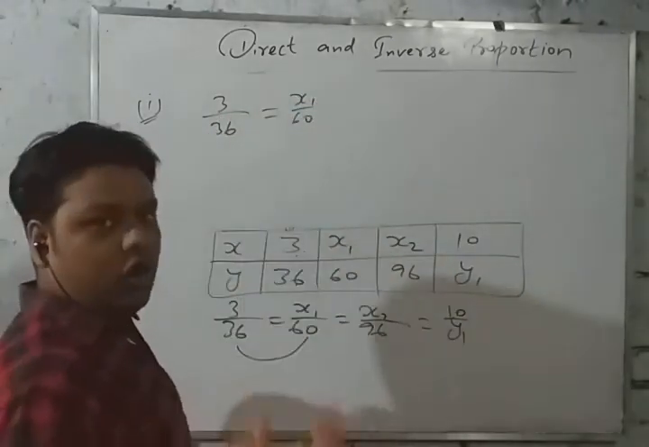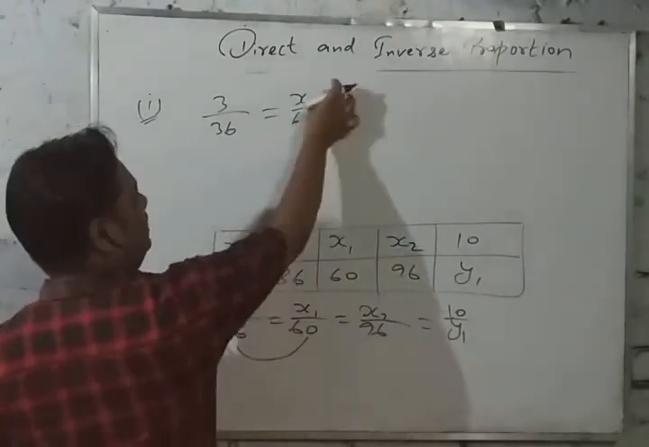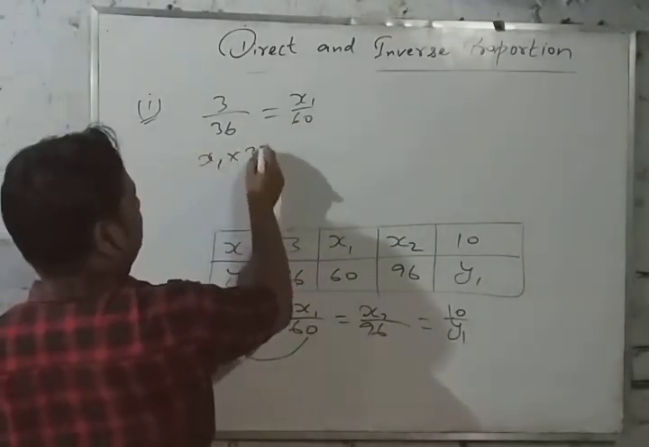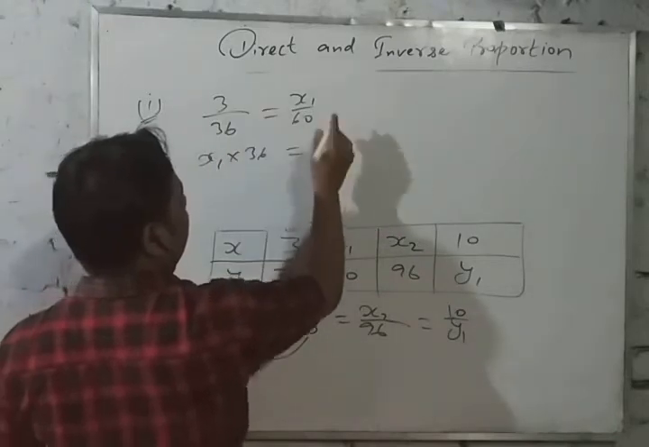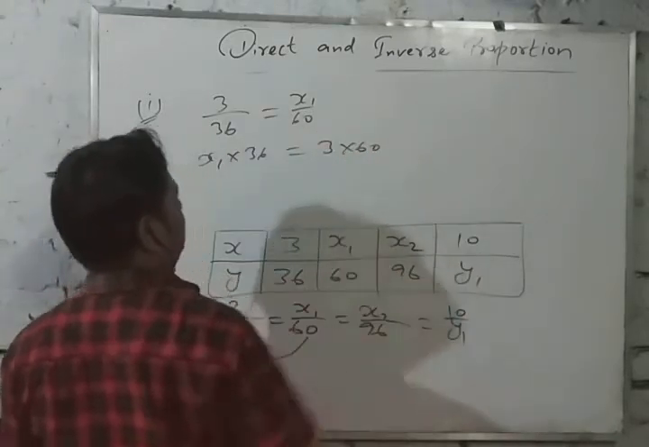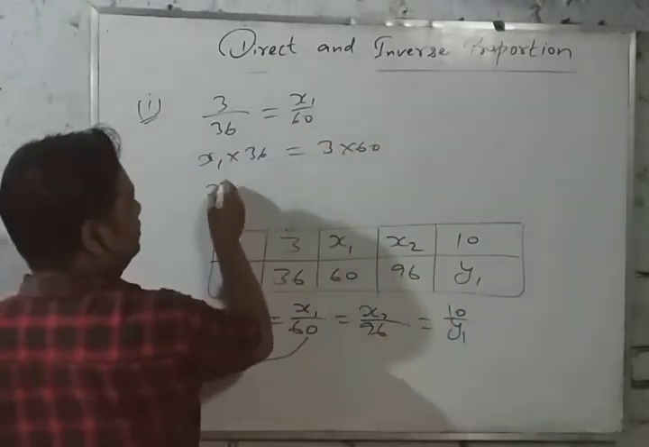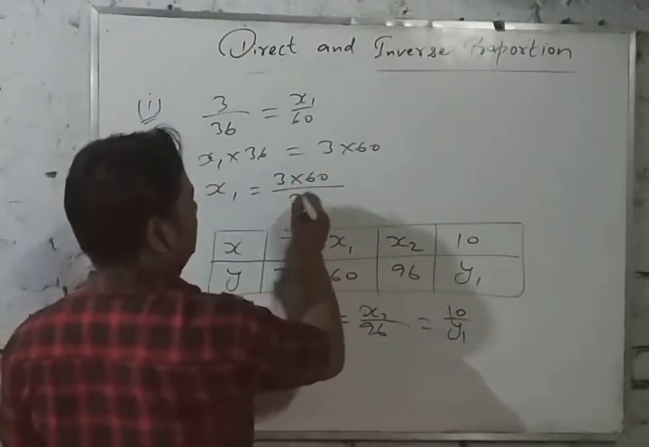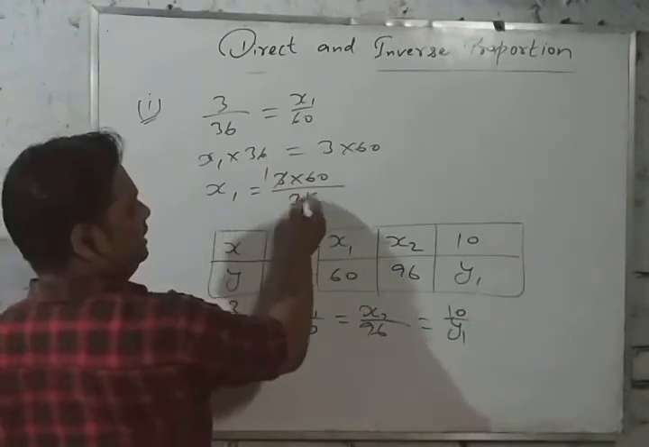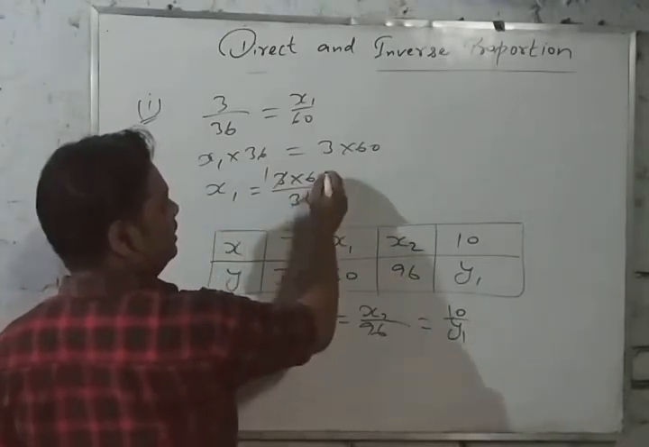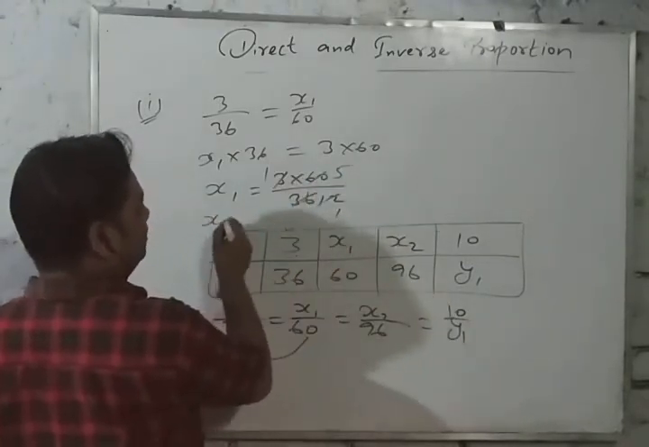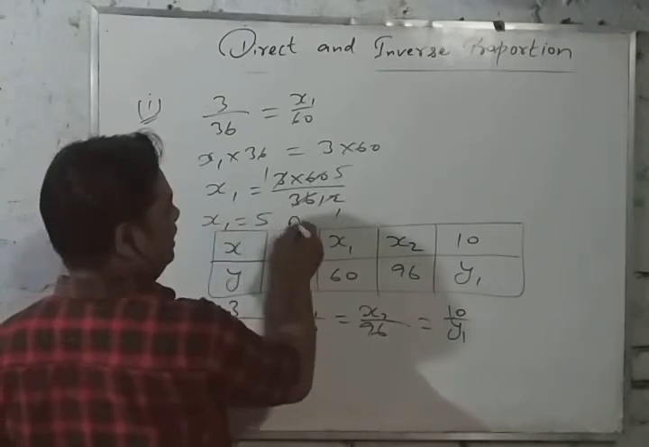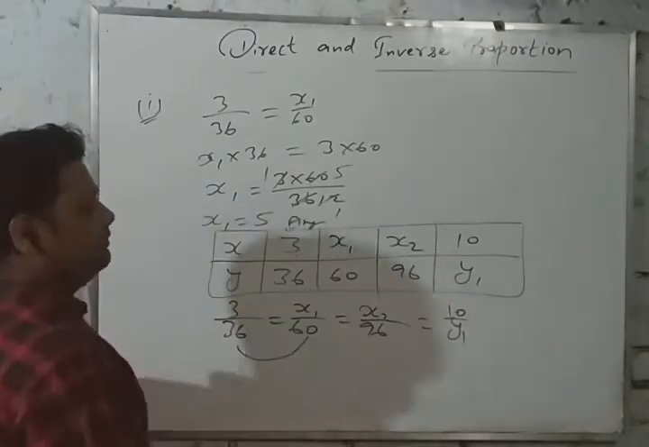Now using the cross multiplication method, what will we get? x1 into 36 is equal to 3 into 60. Now 36 will go there, so x1 is equal to 3 into 60 by 36. Now divide it. 3 1s are 3, 3 12s are 36, 12 5s are 60. So the value of x1 will be 5. This is our answer.